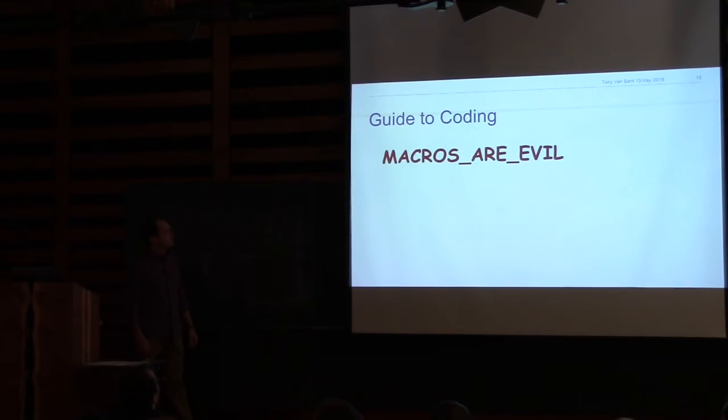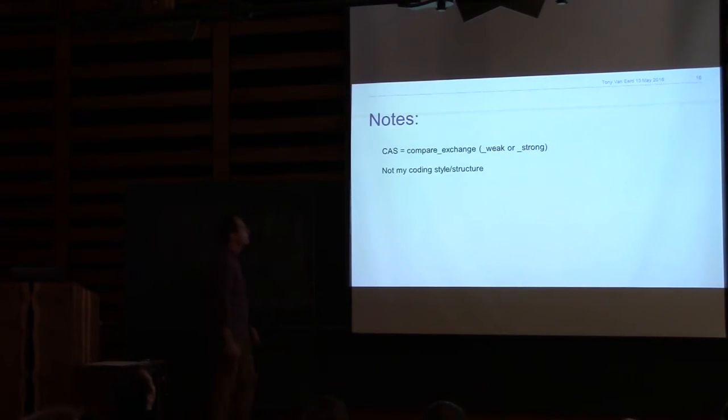Oh, and my guide to coding in general: macros are evil. Is John here? John Lakos is the only one allowed. He's allowed to use them. He's the exception. And that's why I put that in Comic Sans, because it's that evil. That has nothing to do with my talk either. I have an audience, so I get to say that.